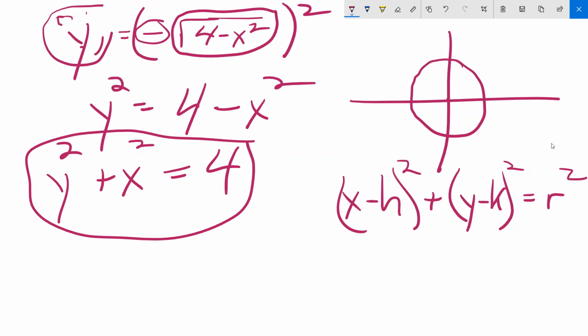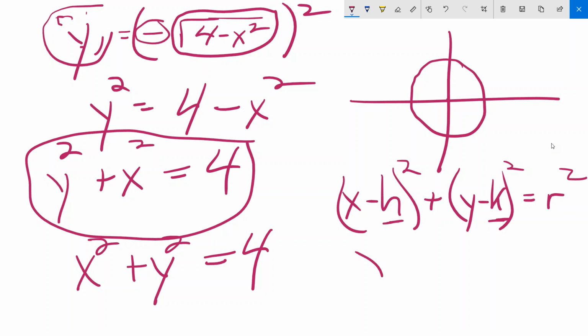So wait, how do you know that the origin is at 0, 0? Like, how do you know it's not anywhere else? Because h and k are 0. Because I'm looking at x squared plus y squared equals 4. So h is 0, k is 0, and that is the coordinates of the center. Okay. So that's how you know.